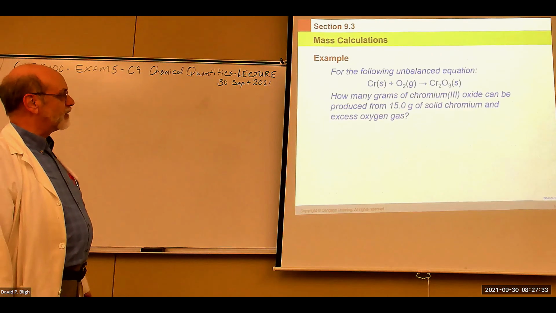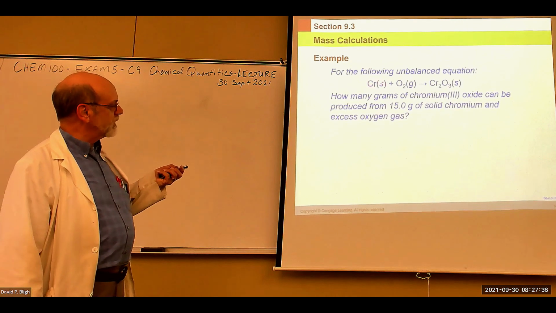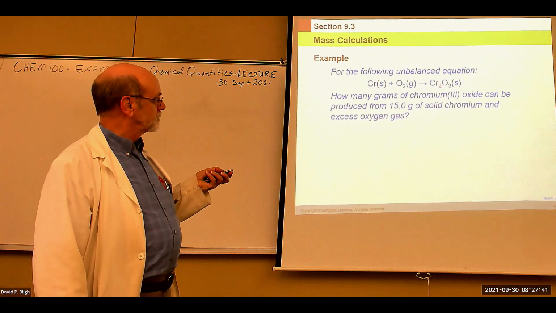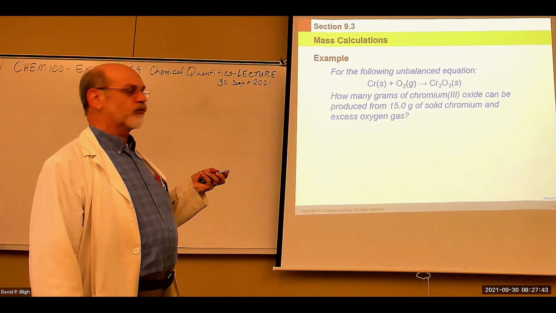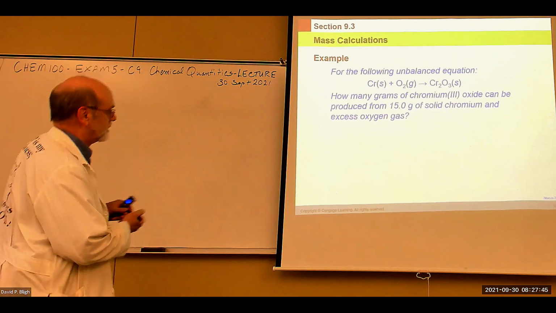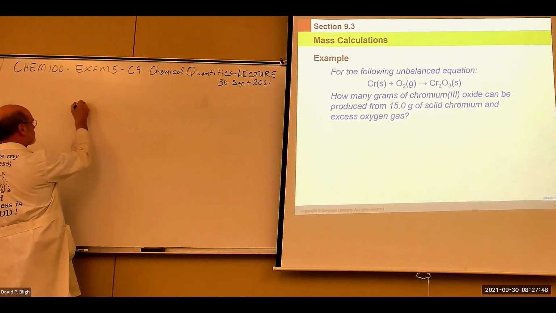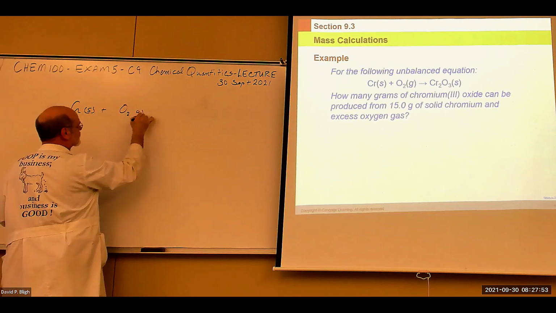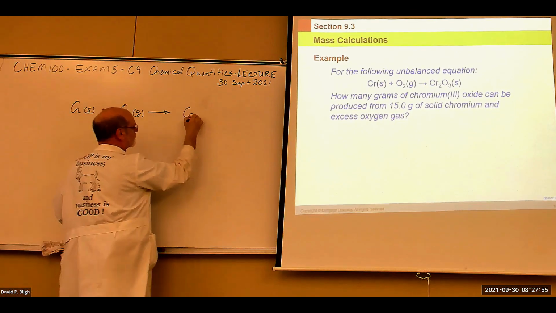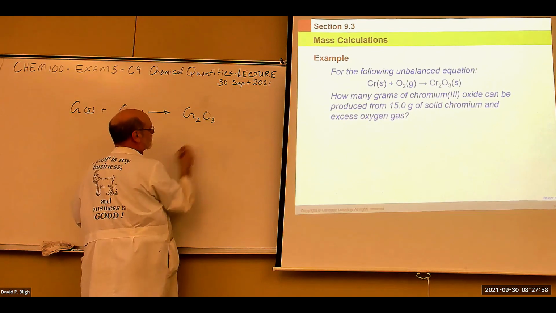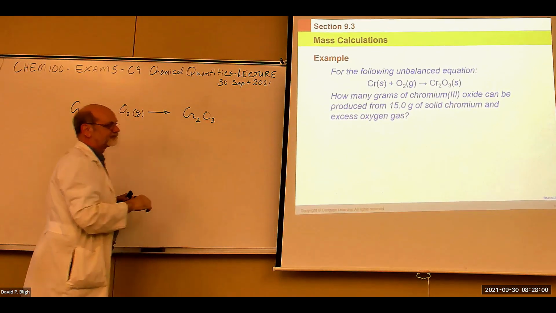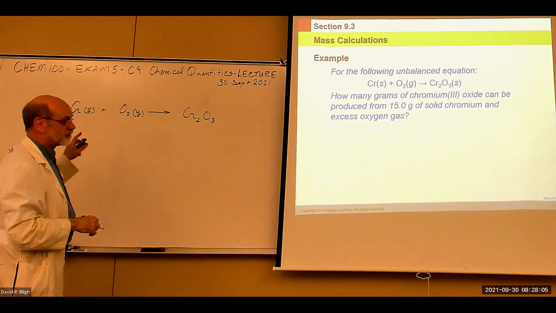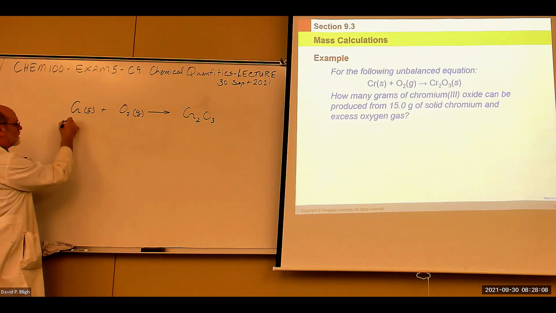So let's use an example. Say we have chromium and oxygen combined to make chromium 3 oxide. So we have chromium solid plus oxygen gas yields chromium 3 oxide. How many grams of chromium 3 oxide can be produced from 15 grams of solid chromium?